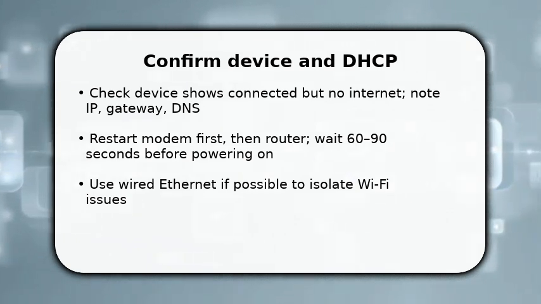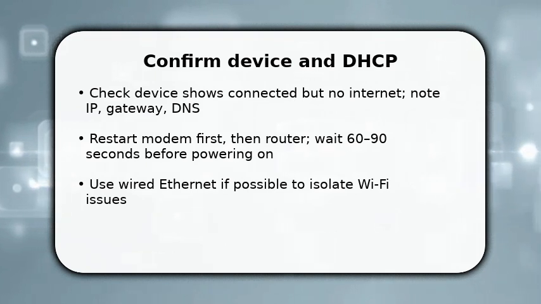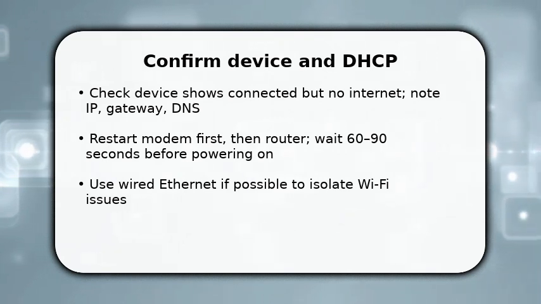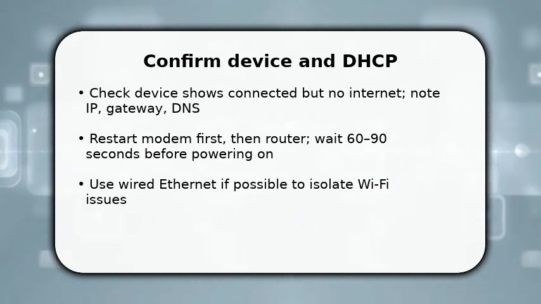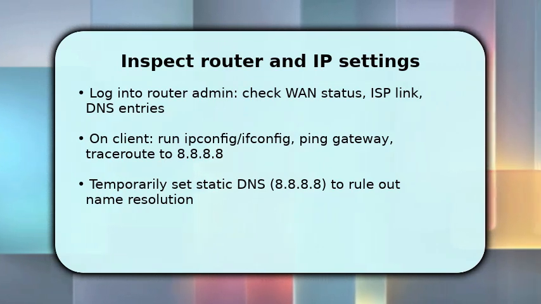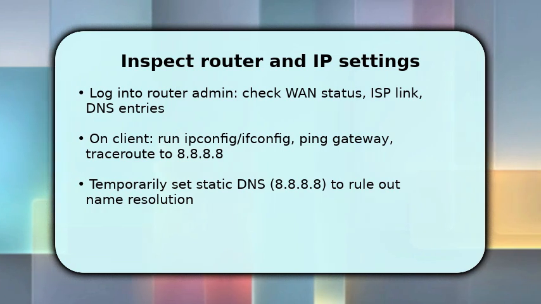If you still have a 169.254.x or no gateway, proceed to force a DHCP renew on the client. That tells you if the router provided valid network settings. Now you log into the router admin to inspect WAN link and DHCP ranges because the router could be up but not getting a public address from the ISP.